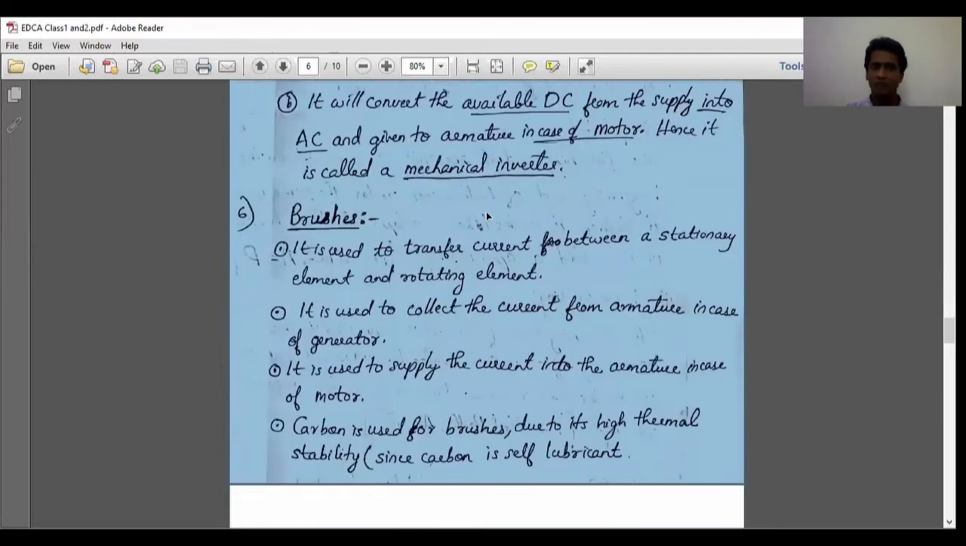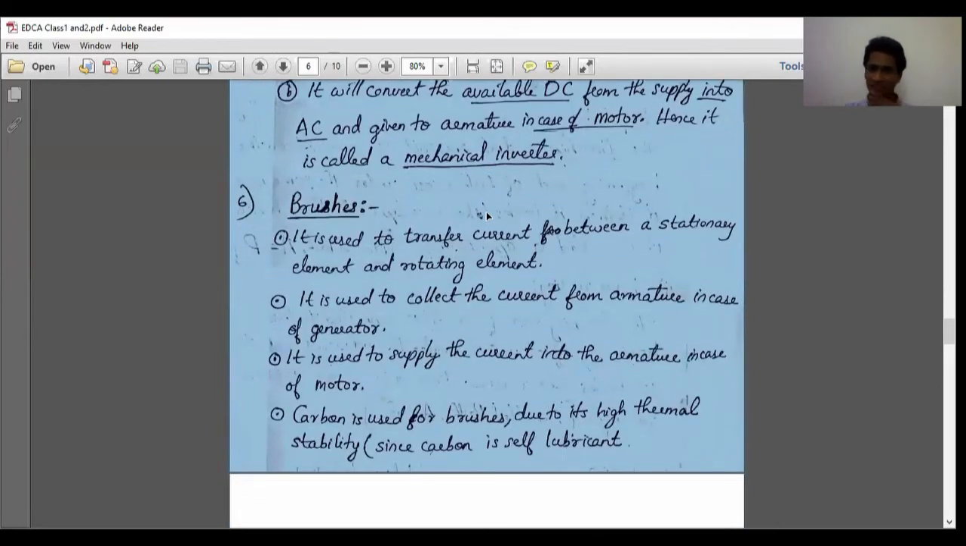And brushes. The next part is brushes. It is used to transfer current between a stationary element and a rotating element.